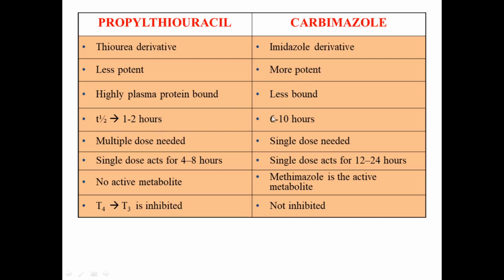Next is half-life. Both drugs have different half-lives. Next is dosing. As we know, a single dose of propylthiouracil acts for 4 to 8 hours. So after 4 to 8 hours, we have to give another dose to maintain the decrease in T3 and T4. With carbimazole, we need not give multiple doses. A single dose can work for 12 to 24 hours. In the next one, you can see the active metabolite. Carbimazole gets converted into methimazole, so because of that, it has an active metabolite. Propylthiouracil is not converted into any other active metabolite. But propylthiouracil has an extra feature, which is T4 to T3 conversion inhibition. But carbimazole is not able to do the same thing.